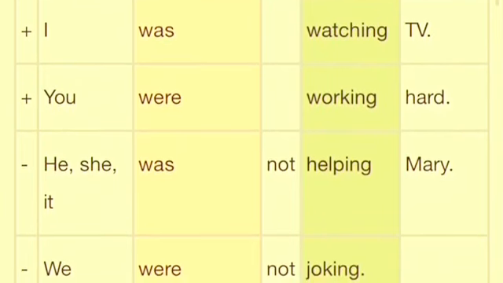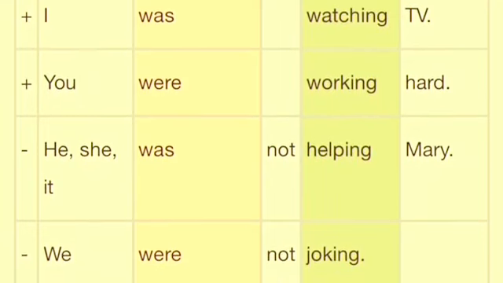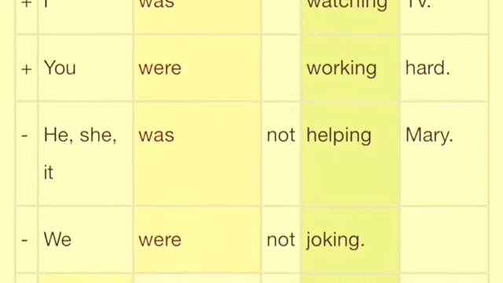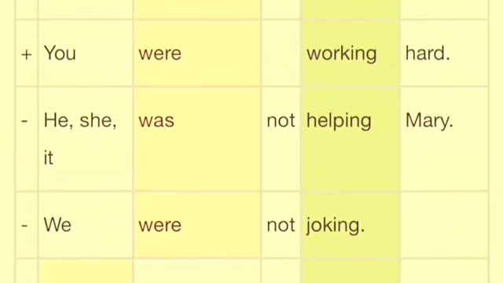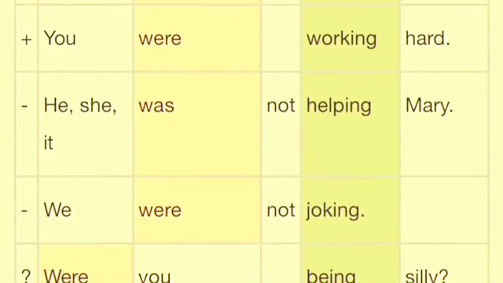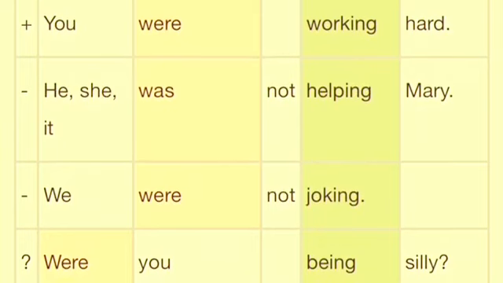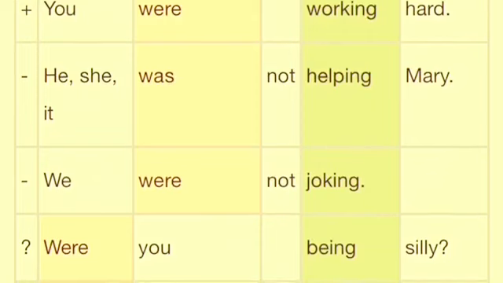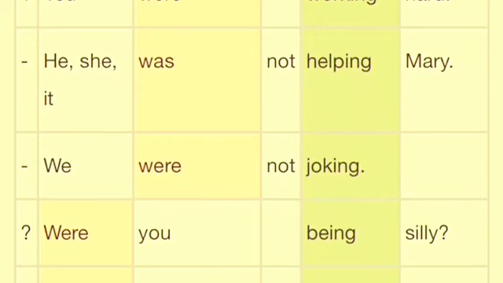You were working hard. See here, your main verb work has ing attached to it, and the action was in the past. Next, come down to negative sentences. He was not helping Mary. We were not joking. Next, you have question sentences. We just interchange the subject and the auxiliary verb here. Were you being silly? Question mark. Were they playing football?